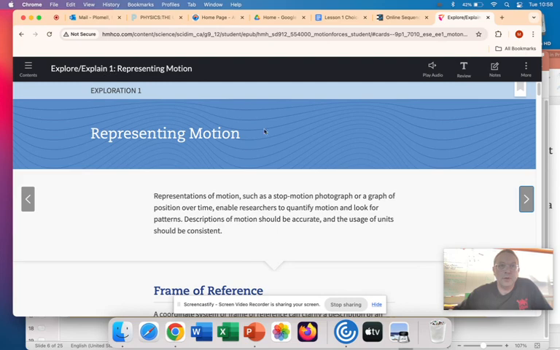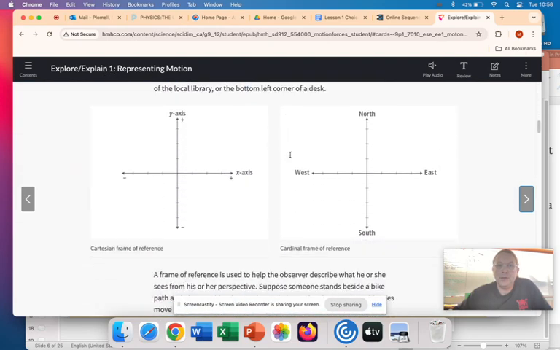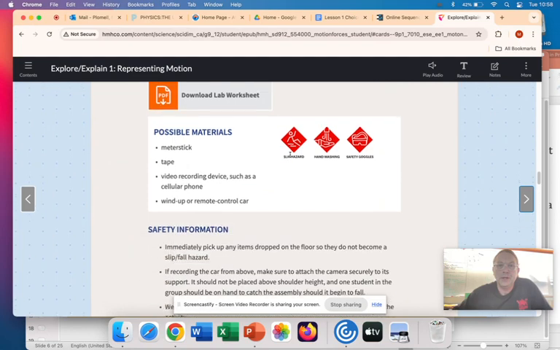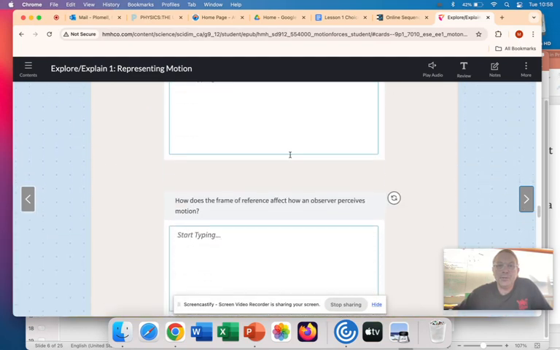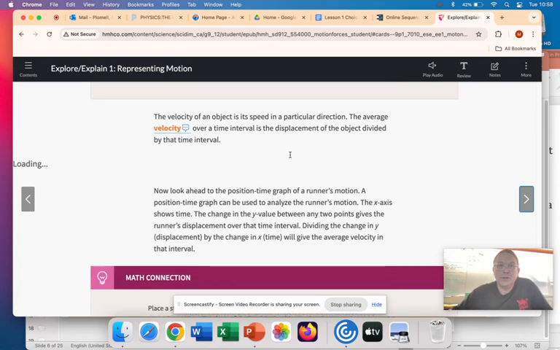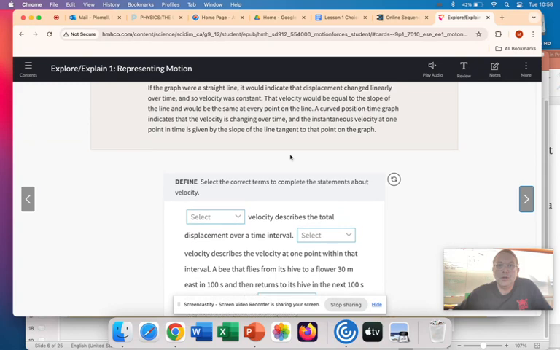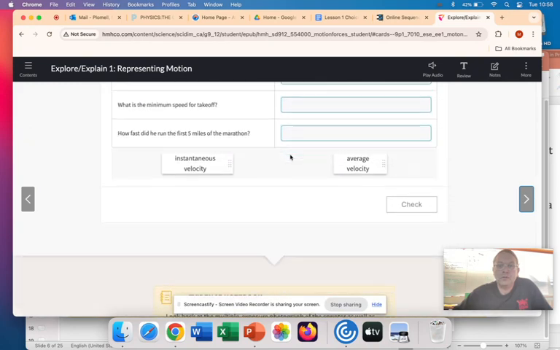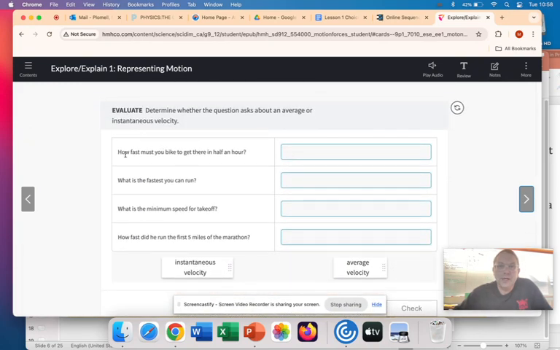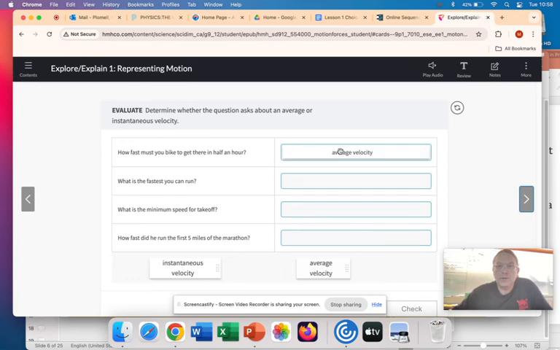So we're on exploring 1, representing motion. Okay, we talked about all this. Take the time to read all this. We're going to do this lab here, changing position. Okay. So average velocity or instantaneous. How fast must you bike to get there in half an hour? We probably want to know how fast should your average velocity be to get there in half an hour.